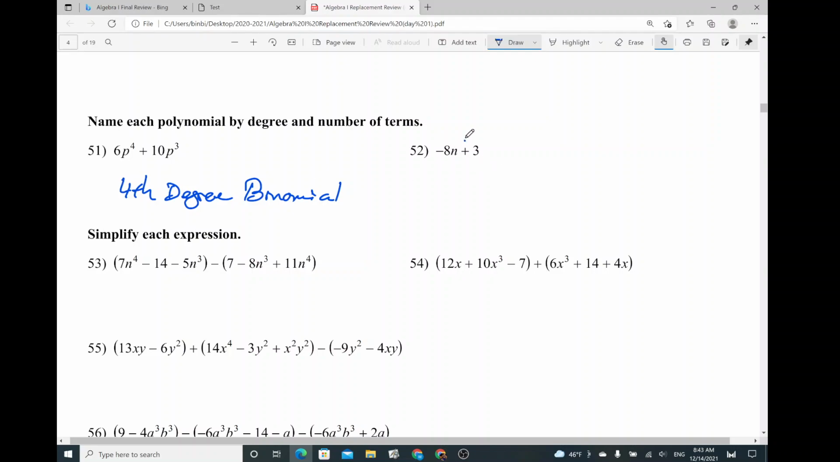Like this one here, first power. So that means it's a 1st degree binomial. Okay, so 1st degree binomial. Or people saying that it's a linear binomial, that's another name for that. 1st degree binomial, or it's called a linear binomial.